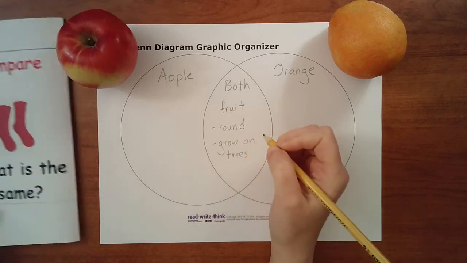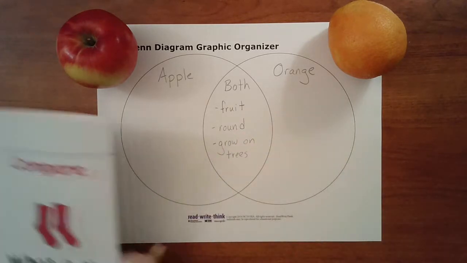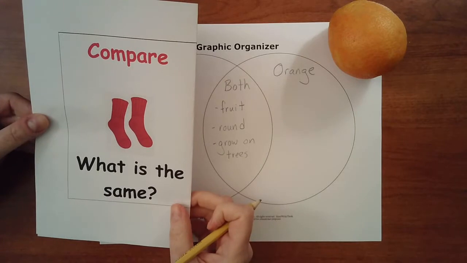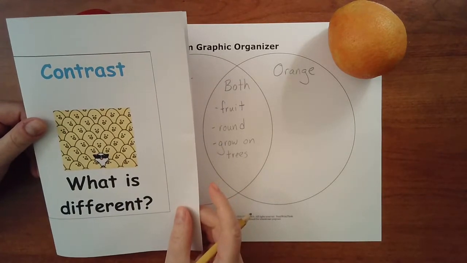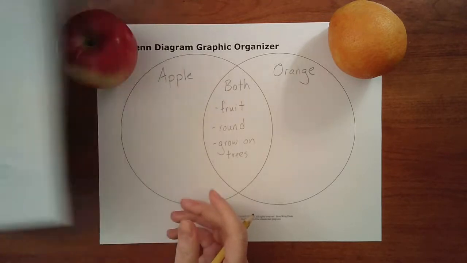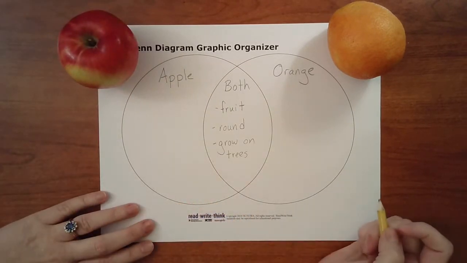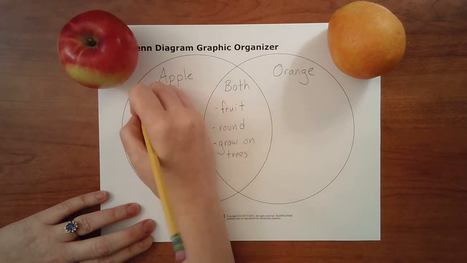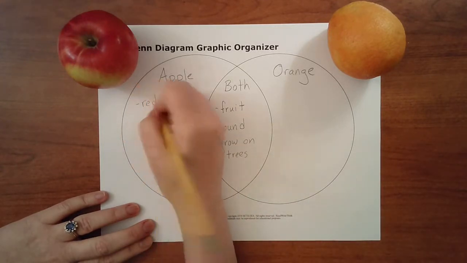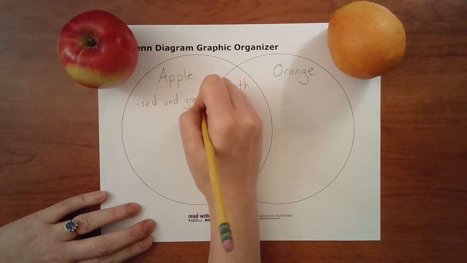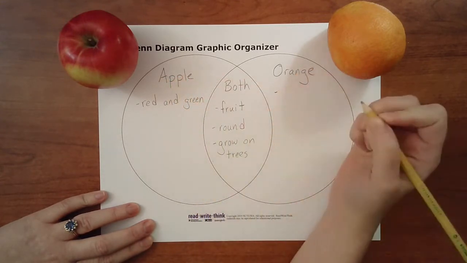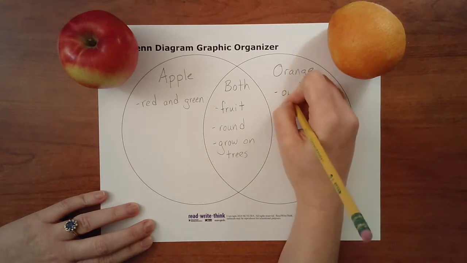So what we just did is we were comparing them. We were just comparing an apple and an orange. Now we're going to do something different. We're going to contrast. We're going to think about what's different between these two. Well, one thing that's different is their color. So this apple is red and green. And guess what color the orange is? Ha! It's orange.